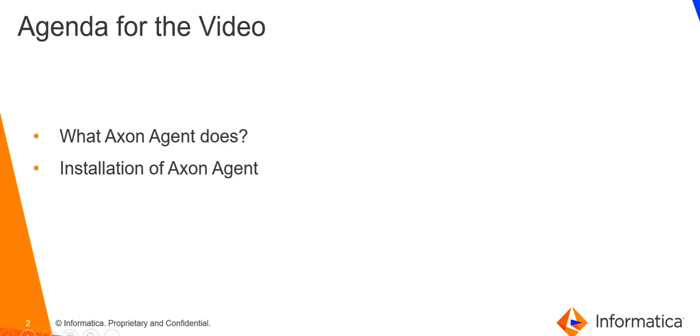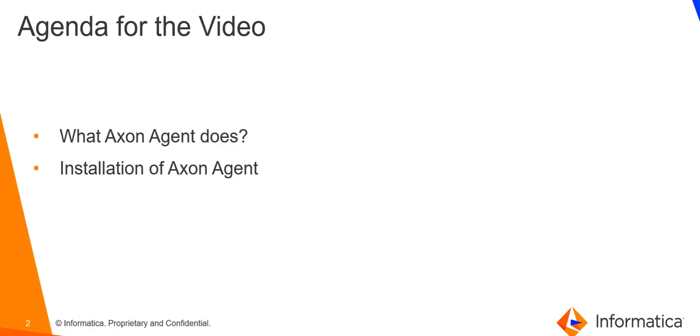So just to integrate Axon and IDQ, we need a mediator who can take the request from Axon and then post it to IDQ and then get the response from IDQ and again populate it into Axon. So for all this task, we need a mediator who can communicate with both Axon as well as IDQ. And Axon Agent comes into the picture for this purpose only. So Axon Agent plays the role of that mediator between IDQ and Axon. So let's begin and we will see how to install the Axon Agent.